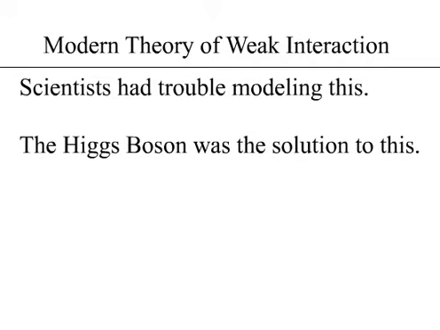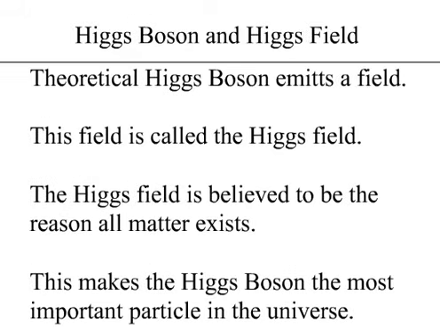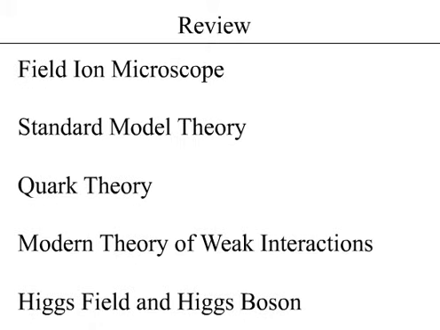When trying to model the Z and W bosons, scientists were missing a particle that they couldn't find. This particle, some scientists believe, is the Higgs boson, which is the subject of the Higgs boson and Higgs field theory. This theory elaborates on the Higgs boson, which emits a field, which is called the Higgs field, which is believed by scientists to be the reason that all matter has mass. If this were to be true, it would make the Higgs boson the single most important particle of all.